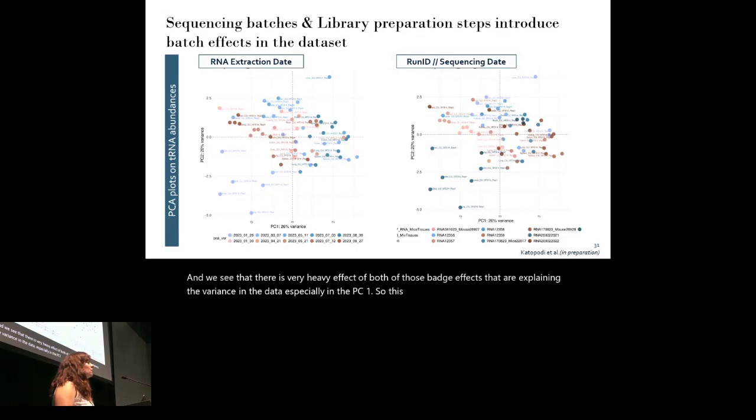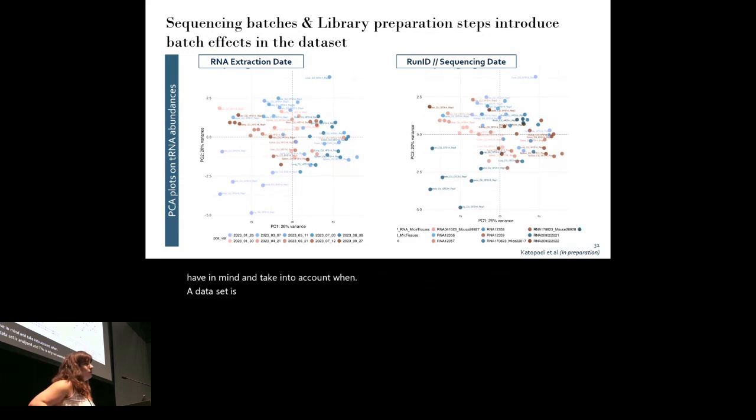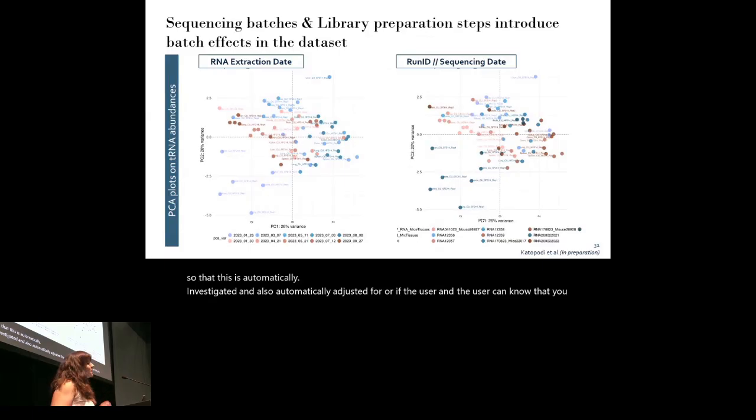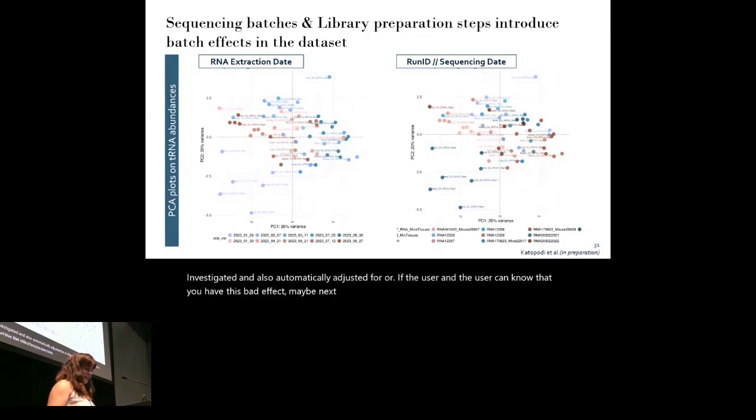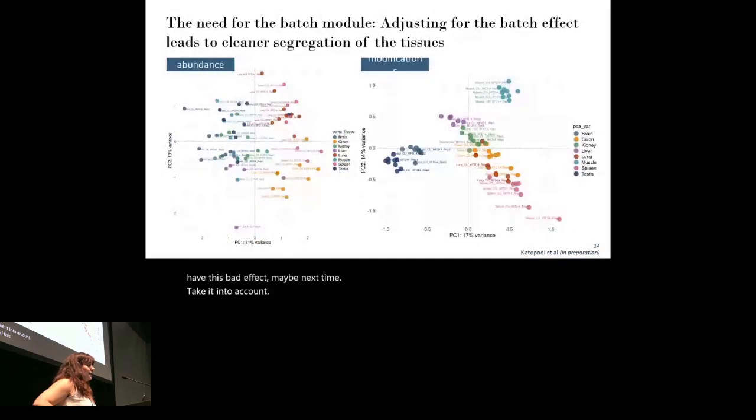So this is something that it's better to have in mind and take into account when a data set is analyzed, and this is why we wanted to introduce the batch module into AMaNITA, so that this is automatically investigated and also automatically adjusted for, or if the user knows that you have this batch effect, maybe next time take it into account. And this is our data after batch effect correction.